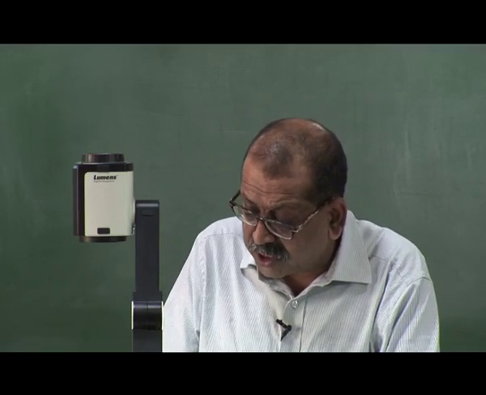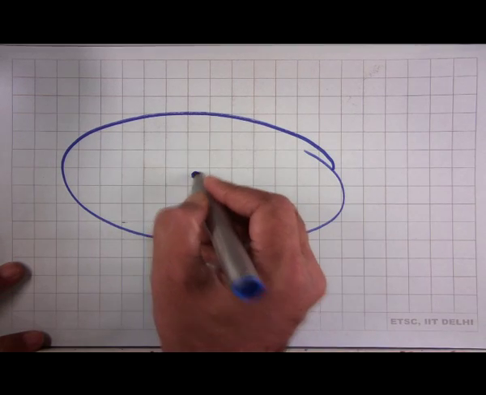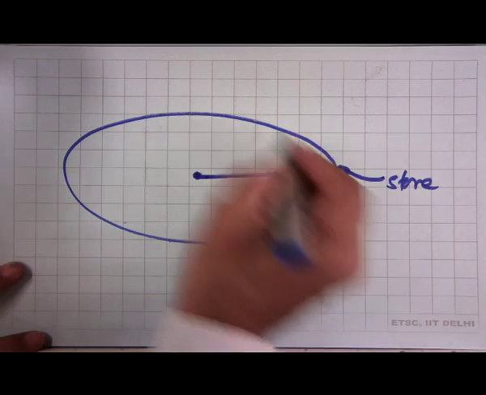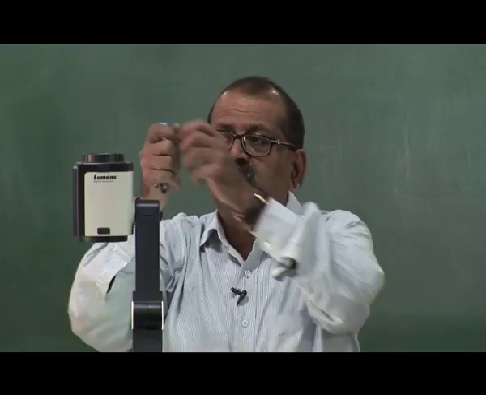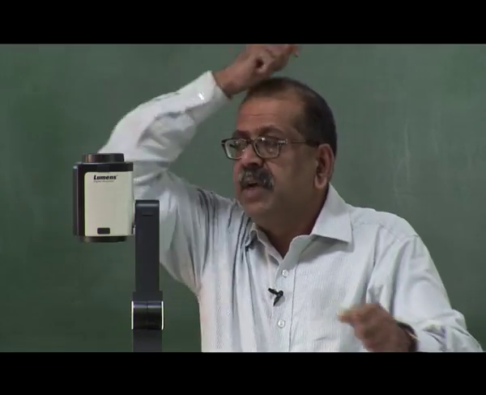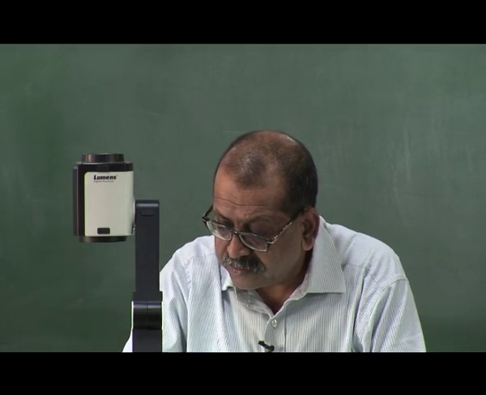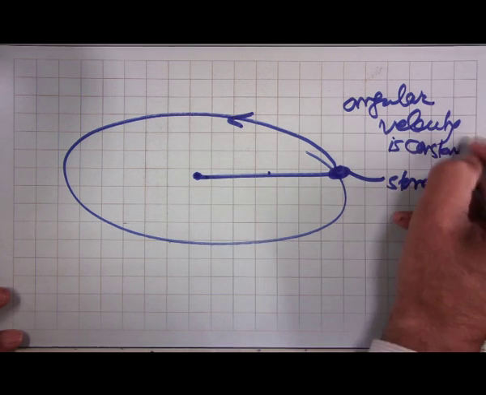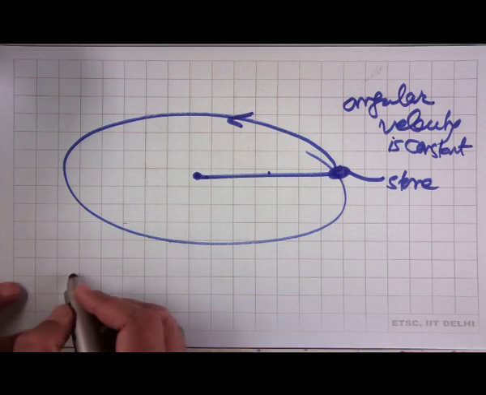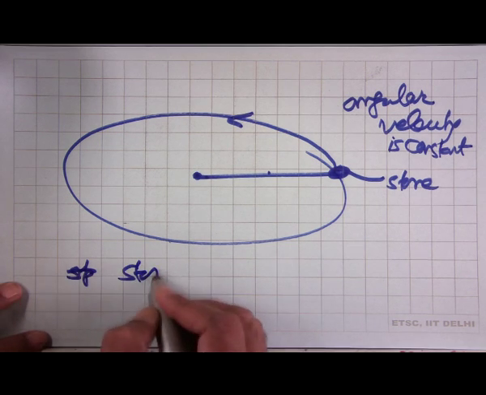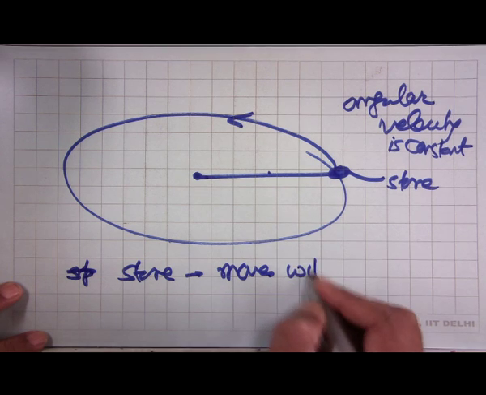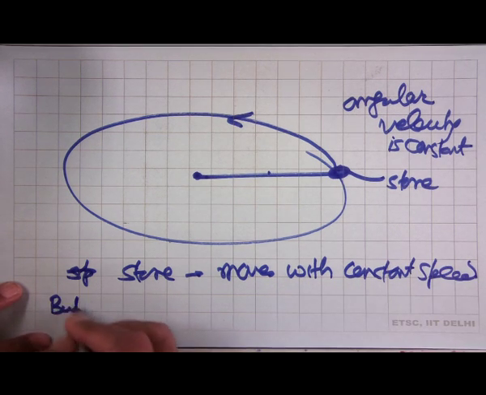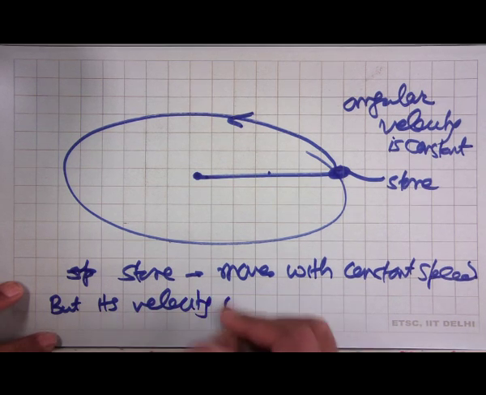And suppose, let us think of it, that there is a stone tied to a string, and we sling this stone. So I take a stone, tie it to a string and move it in a circle, and let us say the angular velocity is constant. So then what we realize is, in this case the stone moves with a constant speed, but its velocity is changing.